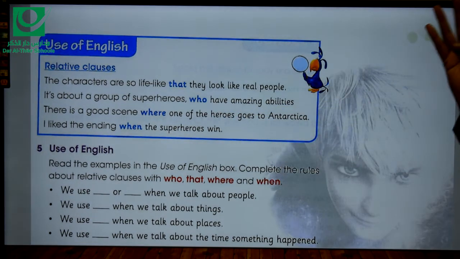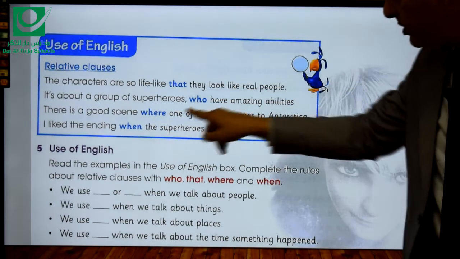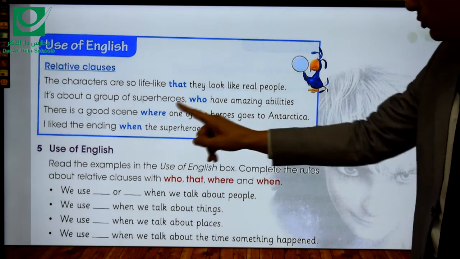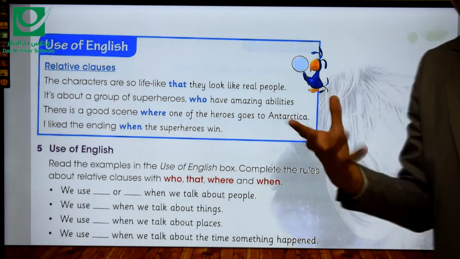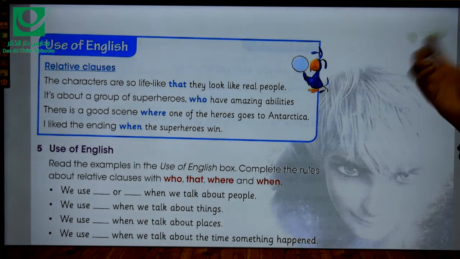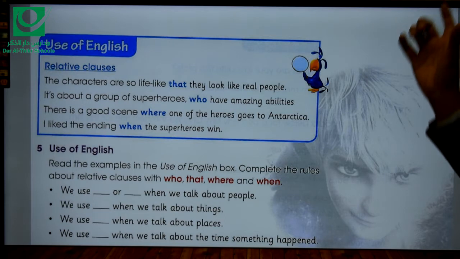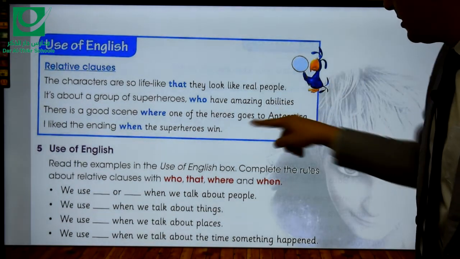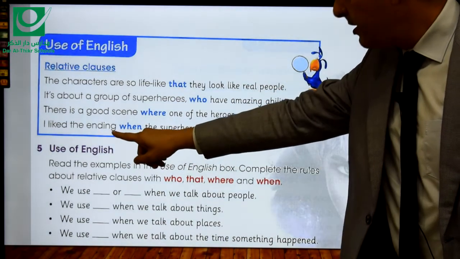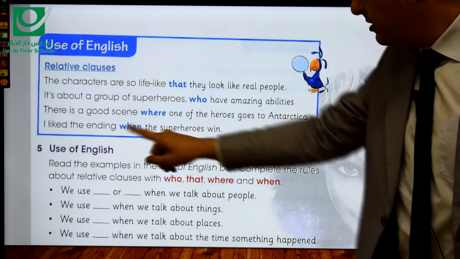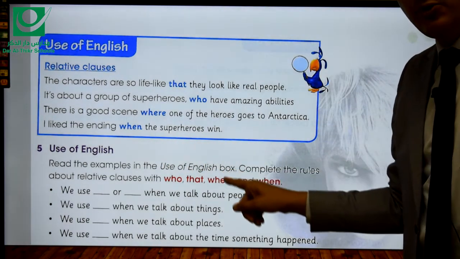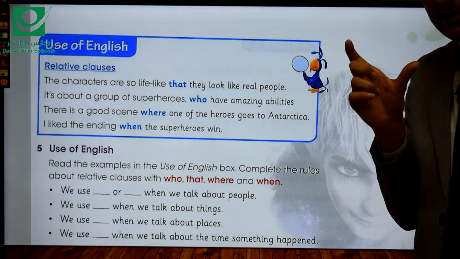We have 4 words used here and they are in a different font, a different color, they are in blue here. That, who, where, when. What do they mean? They are beginnings of other parts of clauses in the main sentence. What do you mean by this? If I look at the last one, the shortest, I like the ending when the superheroes win. How many parts are there in this sentence?